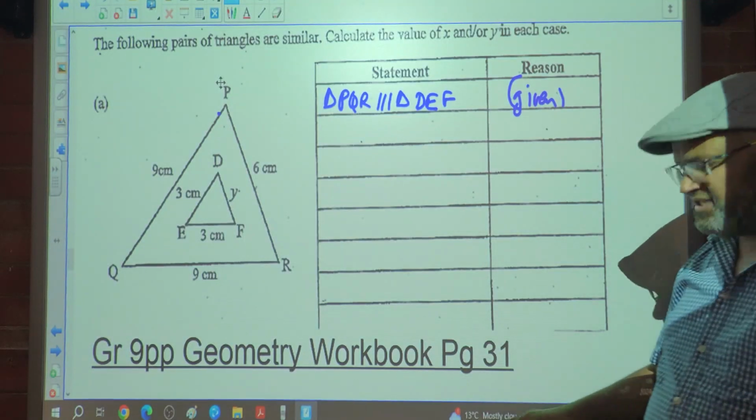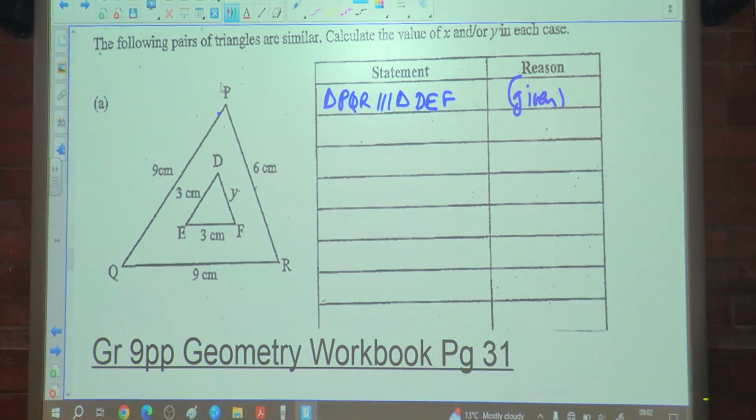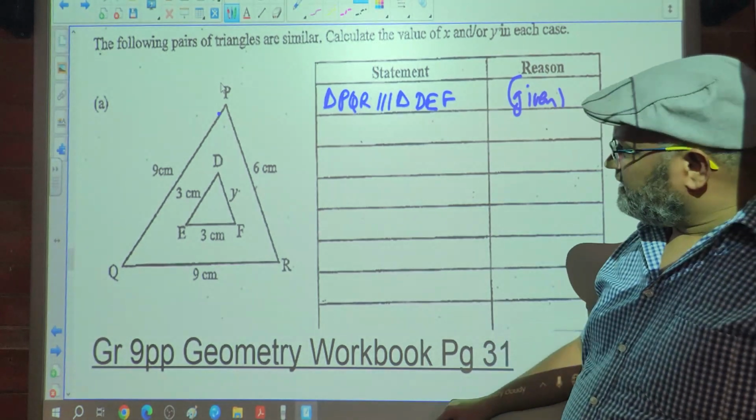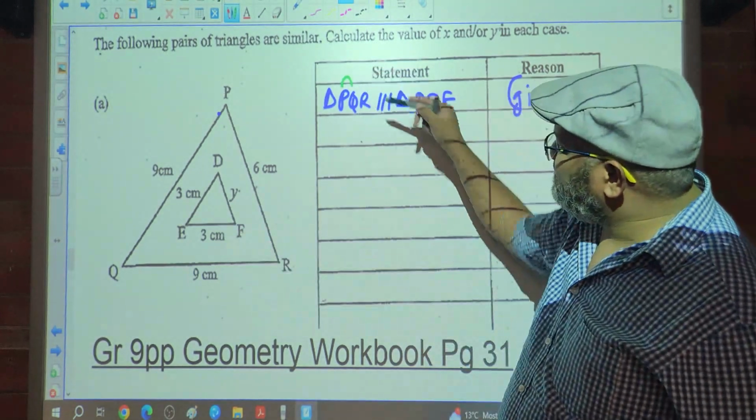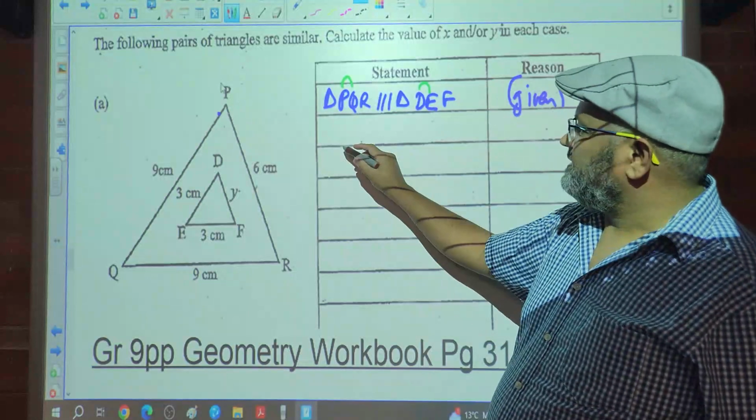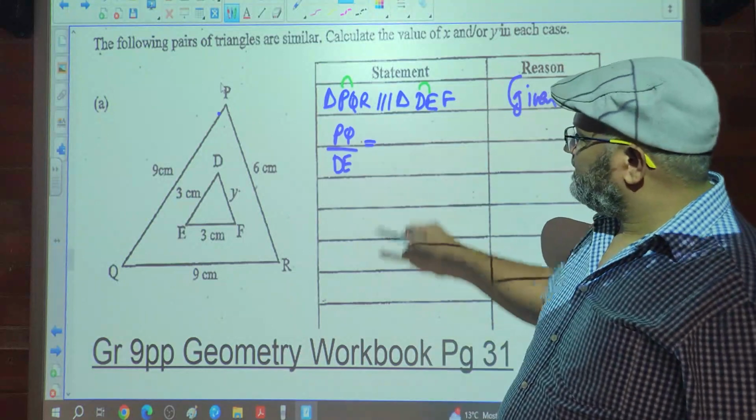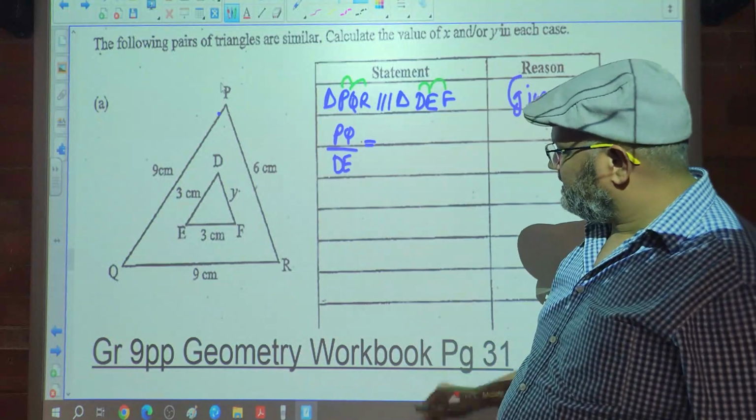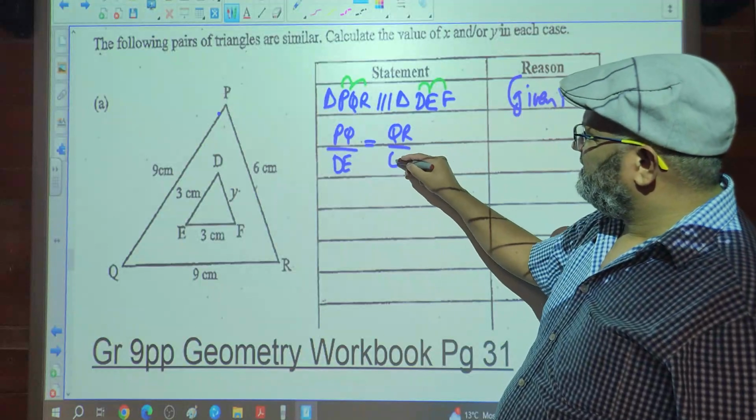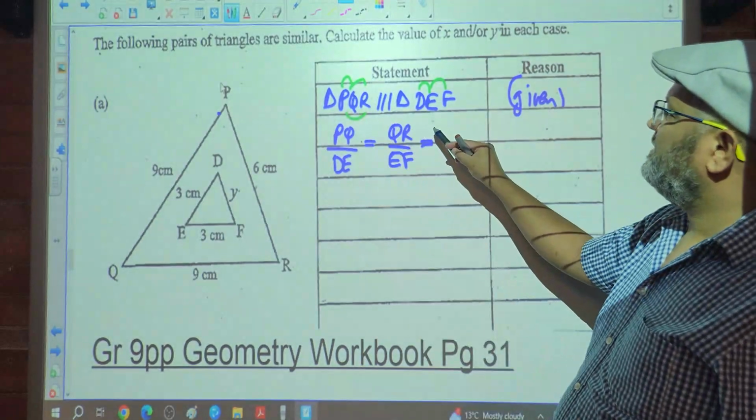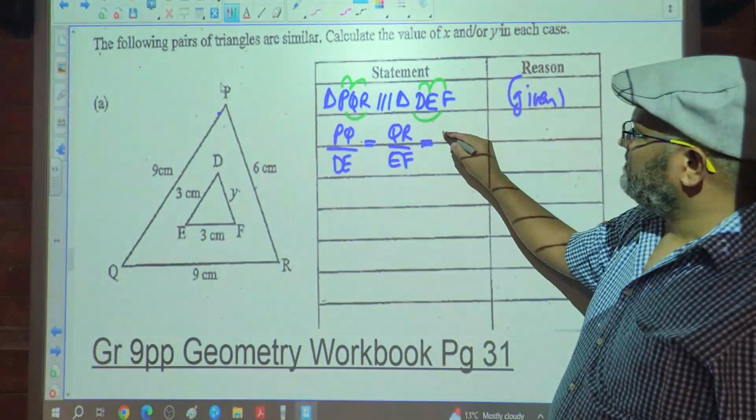But in essence, they have to either give us the order, or we must prove the order. That's how it's normally done. But let's play along. Let's act dumb and play along. So what do we say? If we're working out lengths, what do we say? PQ over DE must be equal to QR over EF, sorry, which is equal to PR over here.